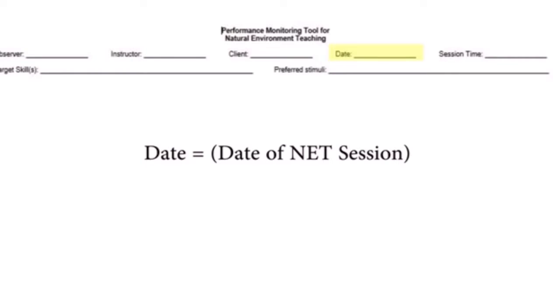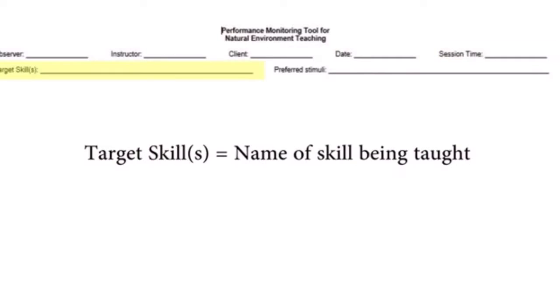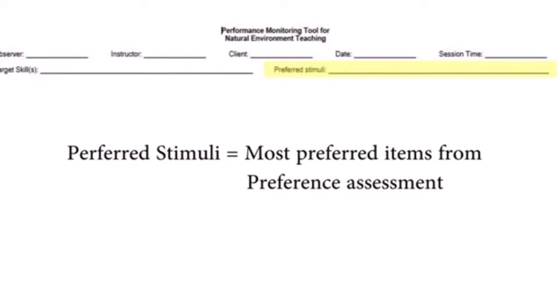Now take a look at the top of the PMT that looks just like this. So when filling out this section, you want to put in your name over here, your instructor's name, the client's initials, the date of the session, the starting time of the session, as well as the target skills that are being taught, and the preferred stimuli.